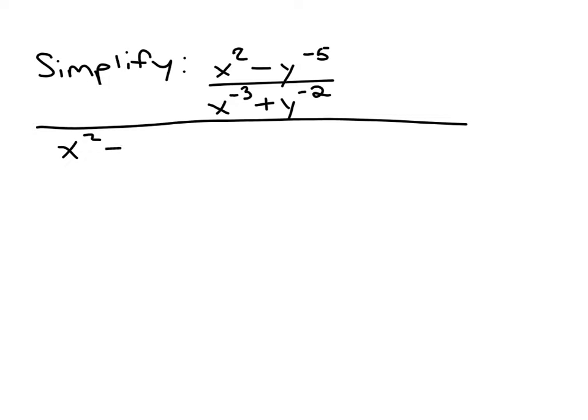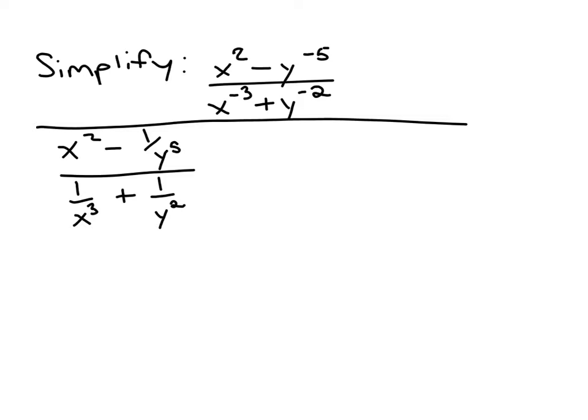So I have x squared, I'll leave that alone. Y to the negative 5. So I'm going to write that as 1 over y to the 5th. So write it as a positive exponent written in the denominator of the smaller fraction. Same thing with the x to the negative 3rd power. So I'm going to write that as 1 over x to the positive 3rd power. Plus, there we have y to the negative 2. So I'll write that as 1 over y squared.